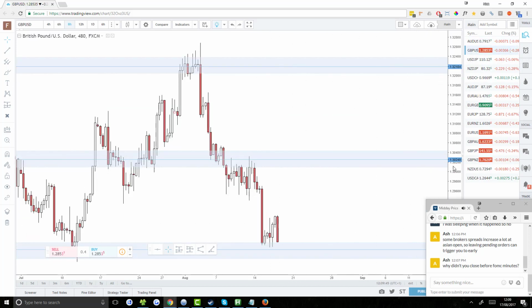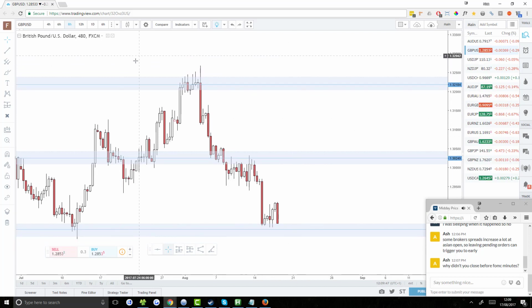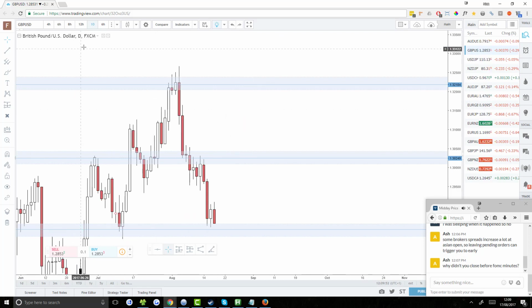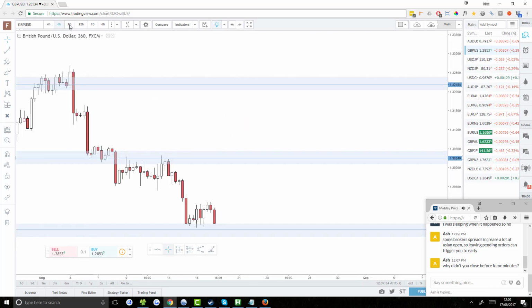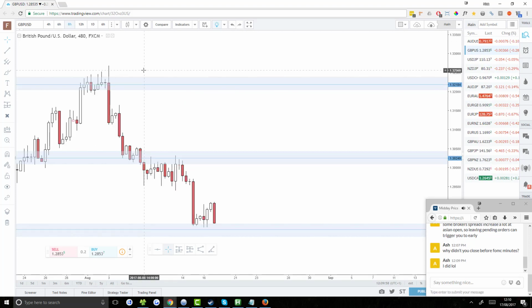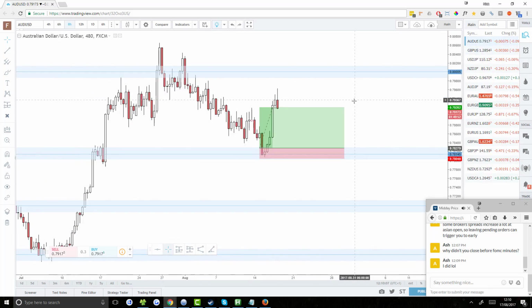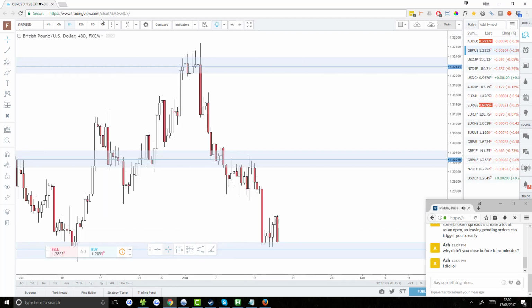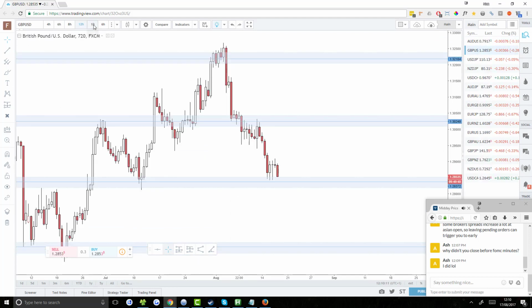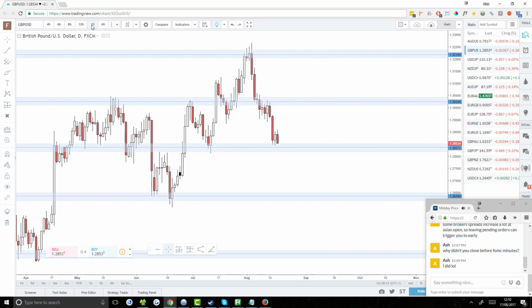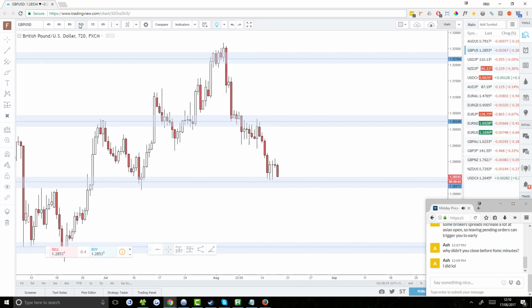GBPUSD, let's take a look at this. Now this one I didn't enter. We discussed this one in the forum. When we first talked about it, I said I wanted to enter on some of the lower time frames, and I picked AUDUSD over GBPUSD. AUDUSD just seemed better to me. But then I was waiting for this one on the daily time frame, and it just never really did anything on the daily.